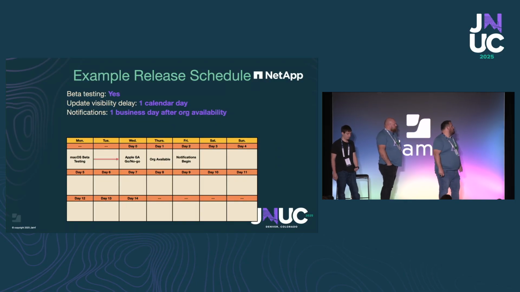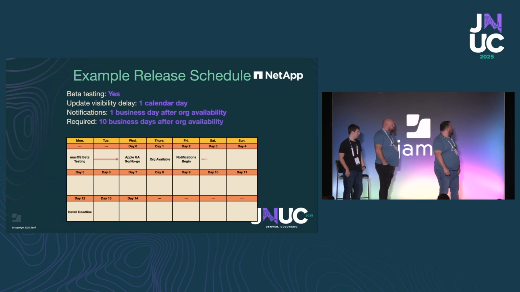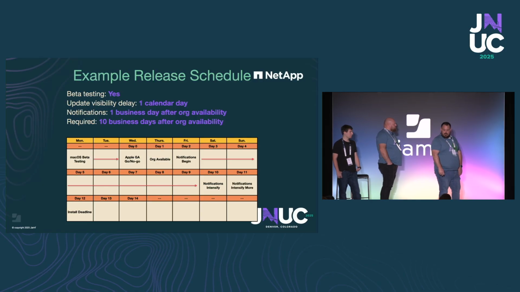In this scenario, it begins on a Friday, right? And then from there, we give 10 business days after it's available to our organization to where it needs to be force installed. And then in this scenario, calendar day 10 is where their notifications intensify. Day 11 gets even more notifications, and then on day 12 in this scenario, that's where the install deadline occurs, and that's where everyone's going to be forced.